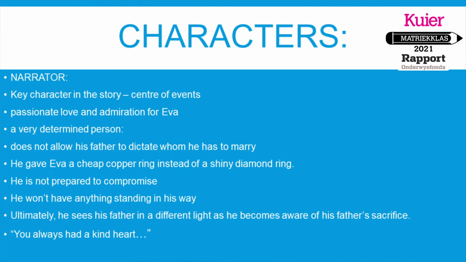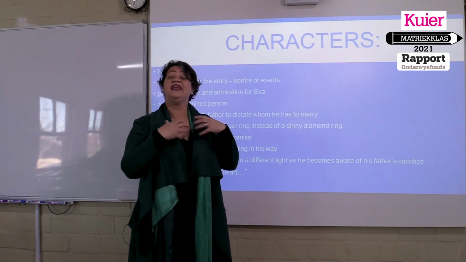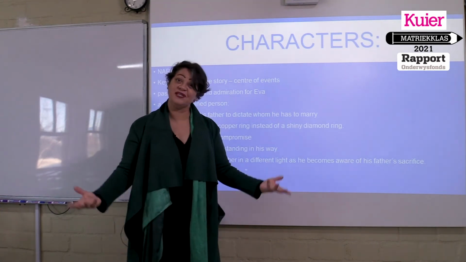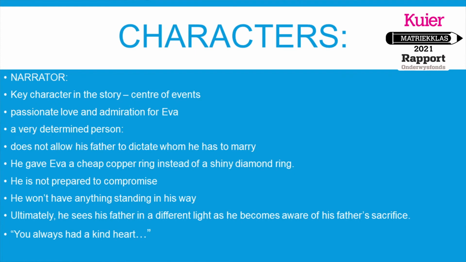I just spoke about that. He doesn't give it to her because it's cheap. He gives it to her because he's giving his heart. And he would want to give her the shiny diamond, but he can't afford it. He's not prepared to compromise. He won't have anything standing in his way. He sees his father in a different light as he becomes aware of his father's sacrifice. You always had a kind heart, he says.